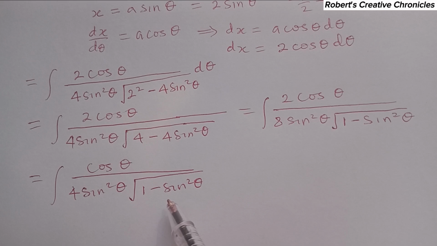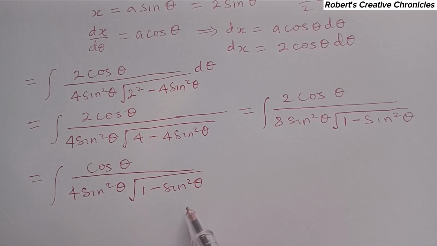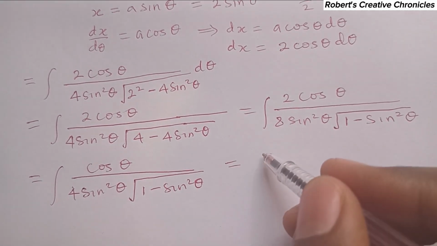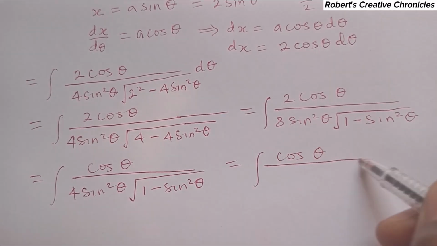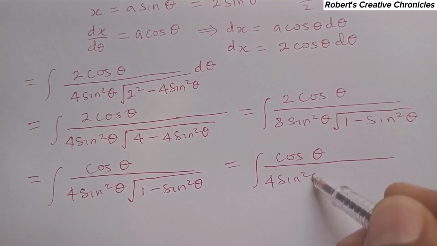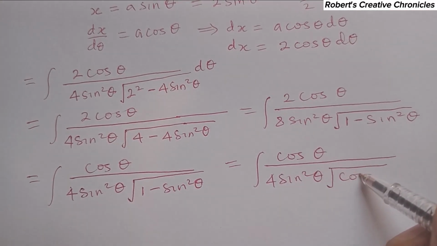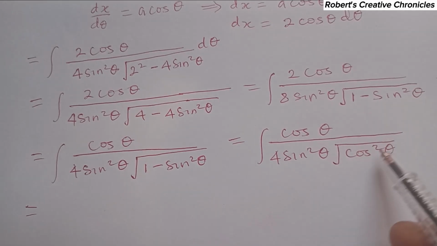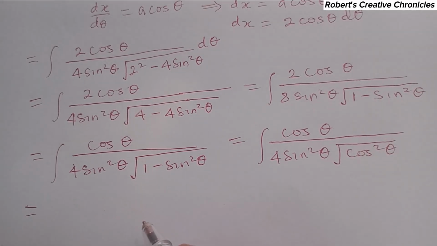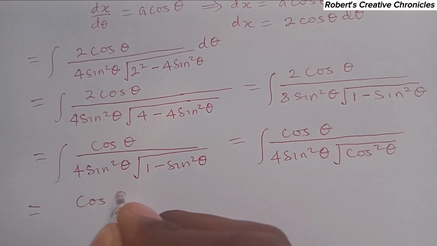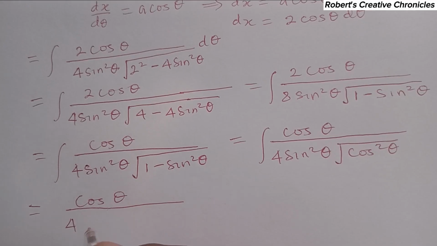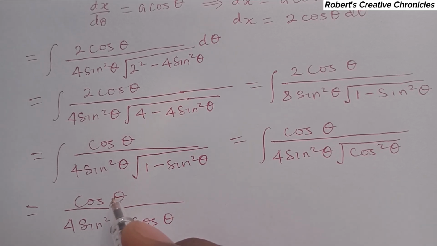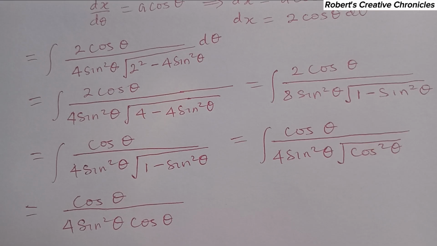From normal trigonometric identities, you know that sine squared theta plus cos squared theta is 1. So 1 minus sine squared theta will be cos squared theta. So this becomes cos theta over 4 sine squared theta root of cos squared theta. Now the root of cos squared theta is cos theta, so it will be cos theta over 4 sine squared theta cos theta. Now cos theta and cos theta will cancel.